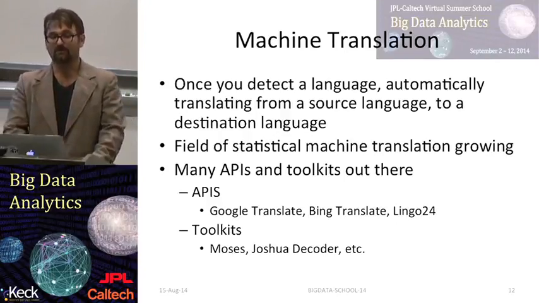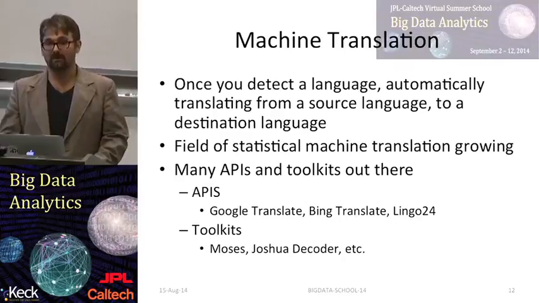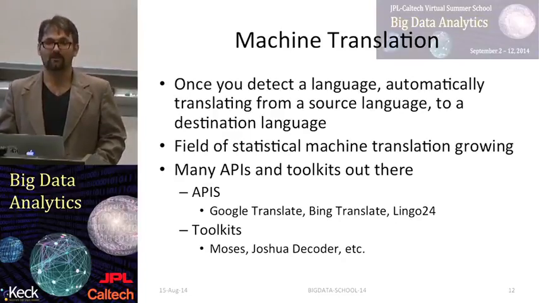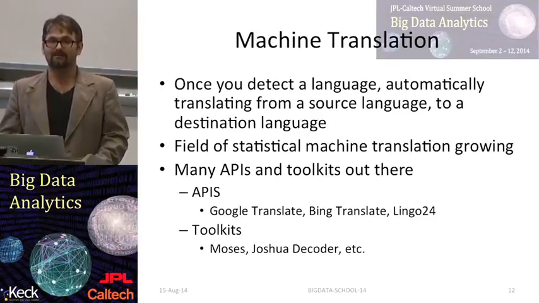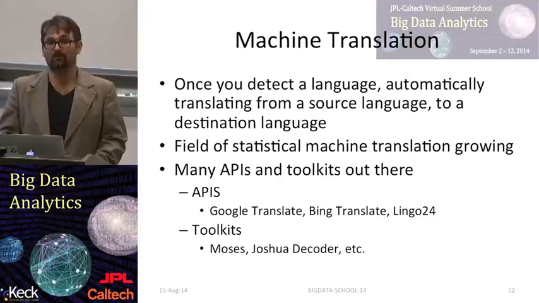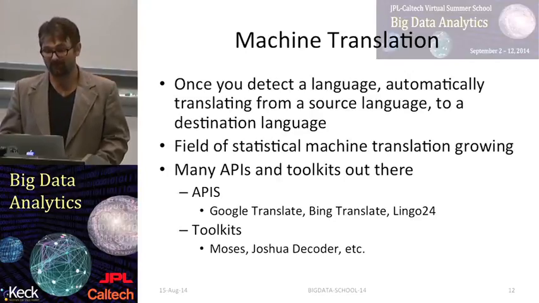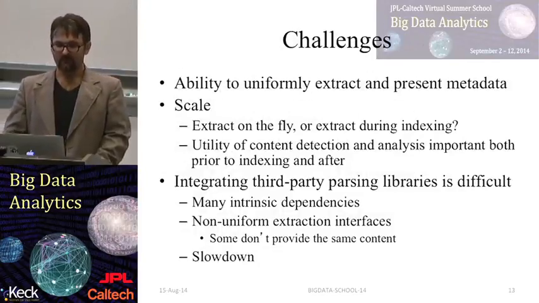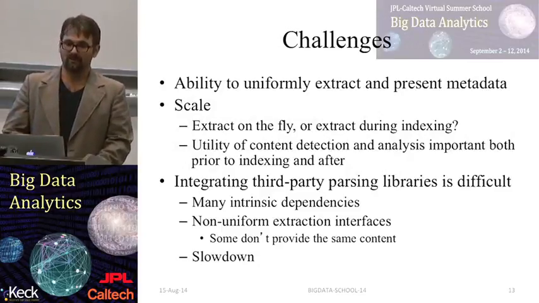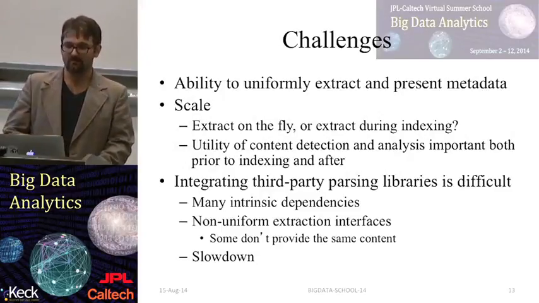And then there are toolkits which you can download, free and open source today. Many of them, very popular within the MT community, are things like Moses and Joshua Decoder. And you can take these and use them to train a model based on data that you give it to then perform machine translation statistically after that. So there are lots of challenges when you deal, of course, with language identification, text and metadata extraction, and machine translation.